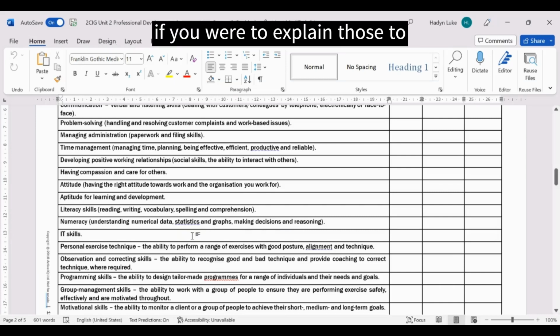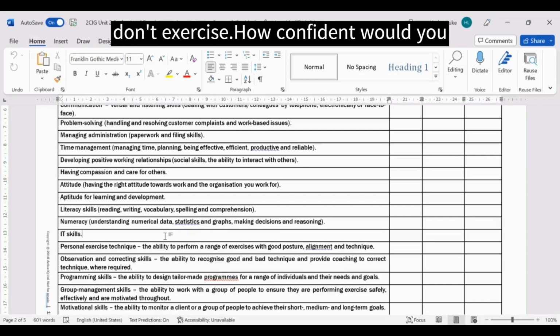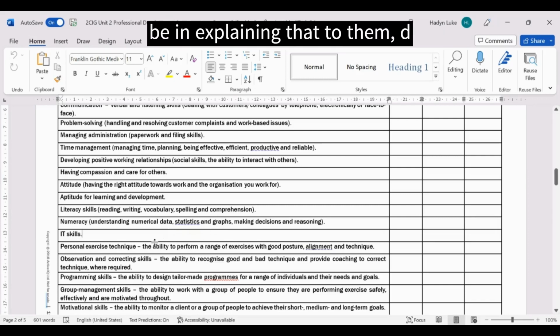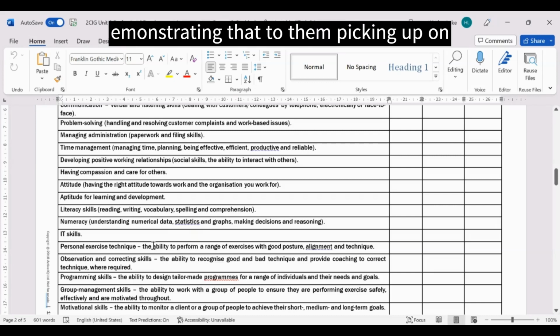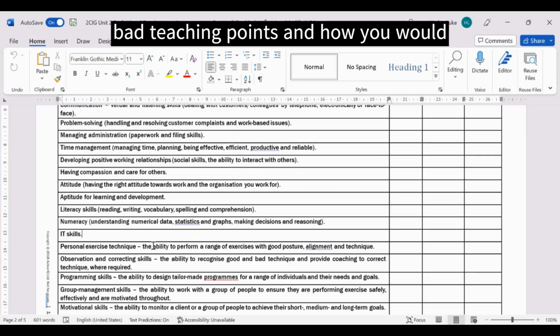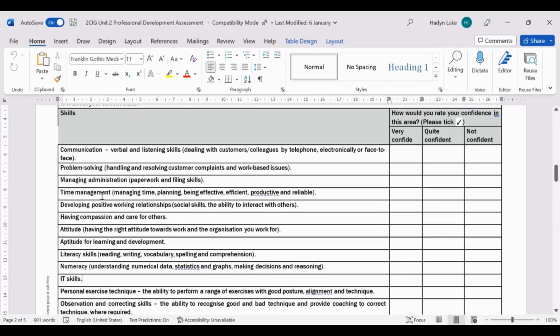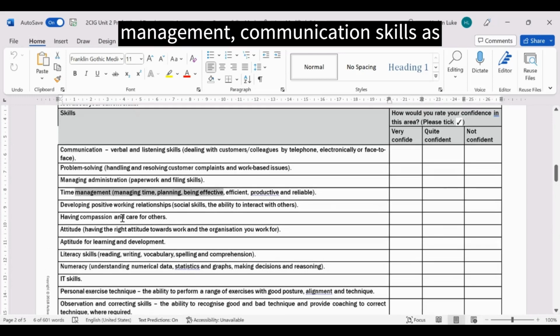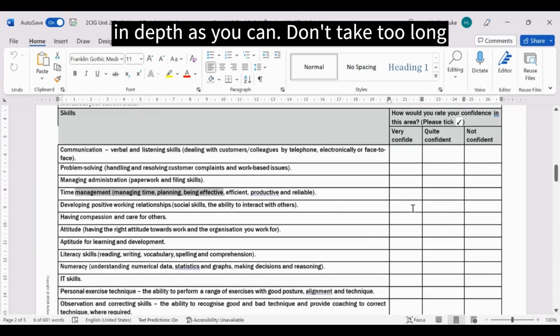And if you were to explain those to another person who, let's say, doesn't exercise, how confident would you be in explaining that to them, demonstrating that to them, picking up on their good and bad teaching points and how you would correct them, etc. But it can also be factors around things like time management, communication skills as well. So answer those as honestly and as in depth as you can.